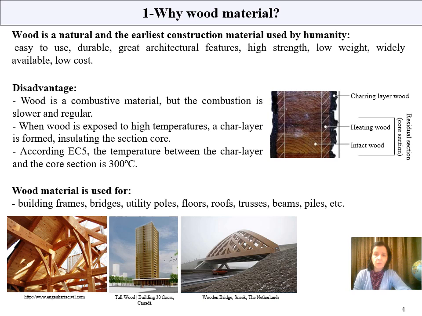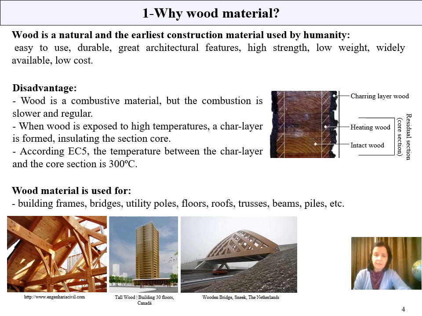About the wood material. Why wood material? Wood is a natural and the earliest construction material used by humanity. It is easy to use, durable, with great architecture features, high strength, low weight, widely available and low cost. But wood is a combustible material, though the combustion is slower and regular. When wood is exposed to high temperature, like a fire for example, a char layer is formed insulating the section core, as you can see in the first picture.